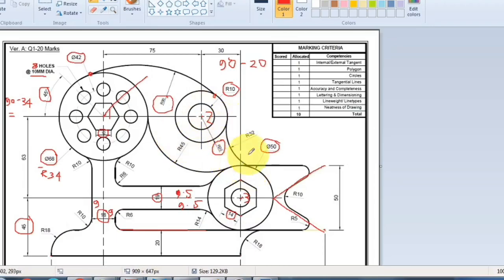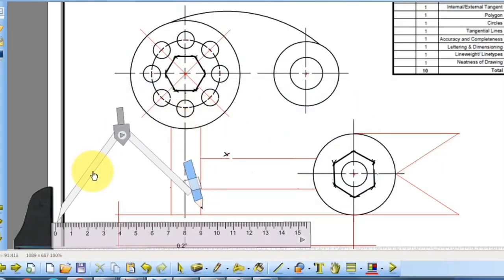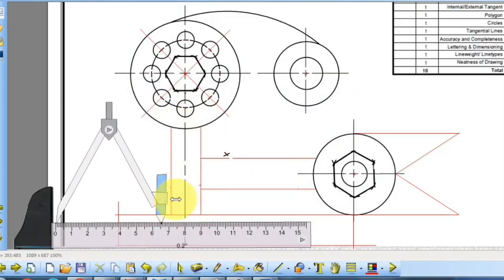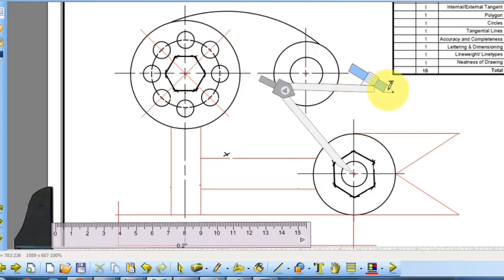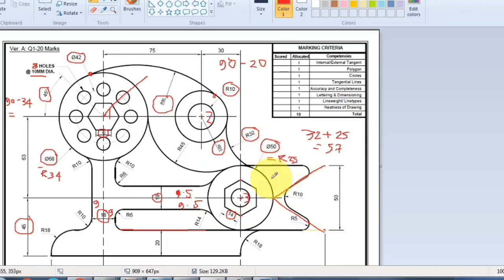So this one is our 32, touching here, diameter 50. So this is internal tangent. So this is 32 plus 25, since diameter 50 is equal to radius 25. So 32 plus 25 is equal to 57. So I need to open our compass to 57. Draw an arc. And then this one.